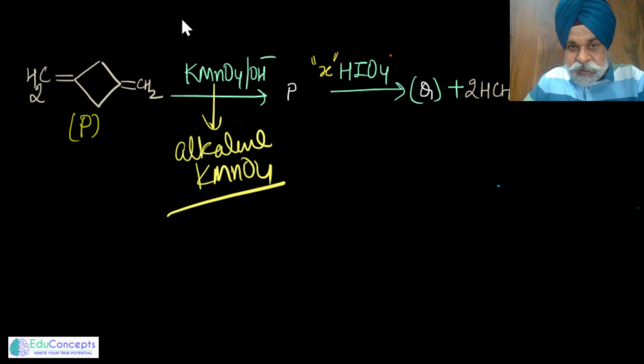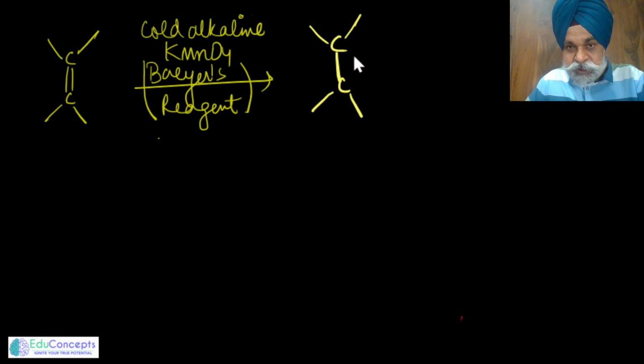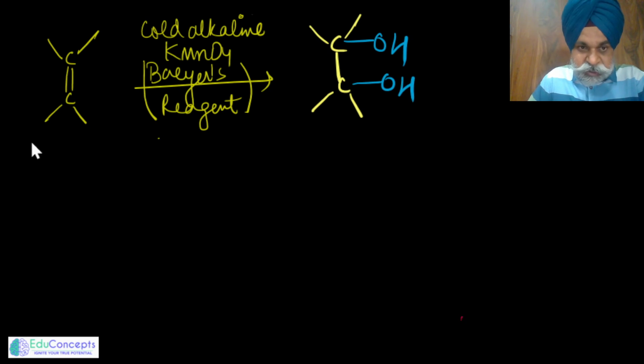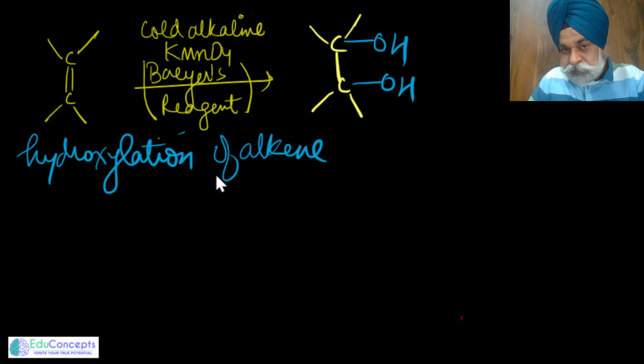So alkaline KMnO4 is also called Baeyer's reagent. Many of you might know it, and this reagent is a mild oxidizing agent which converts any double bond into a diol. This is what you call a hydroxylation reaction. If you want to do the hydroxylation of an alkene, you attach 2 OH groups onto the adjacent carbons, making a vicinal diol. So this is a very beautiful reagent, cold alkaline KMnO4. And the addition across this double bond is syn addition.